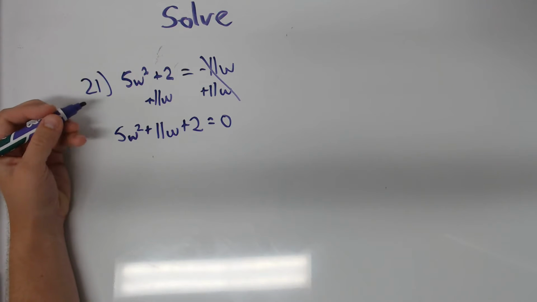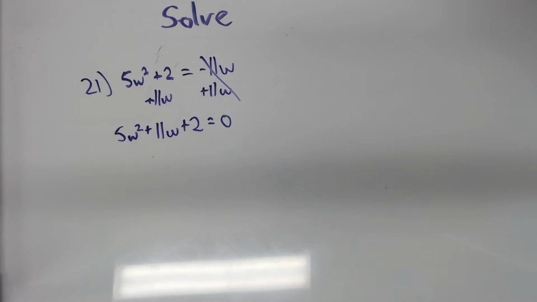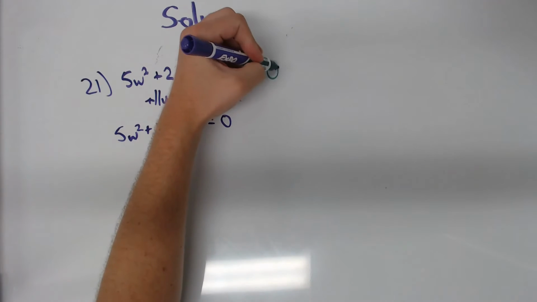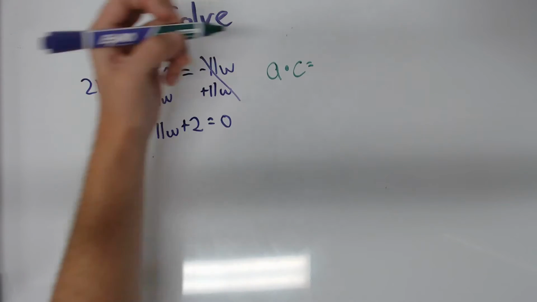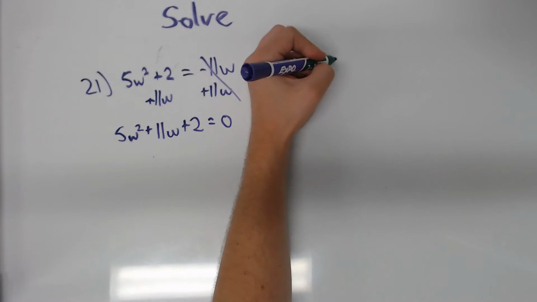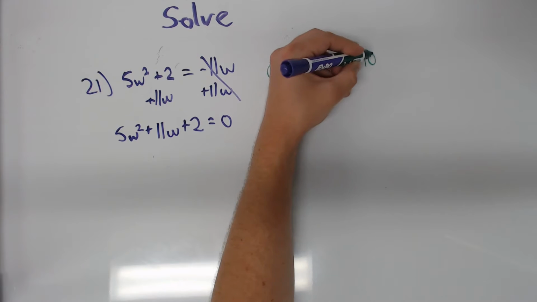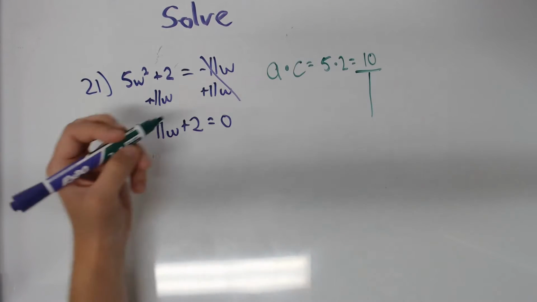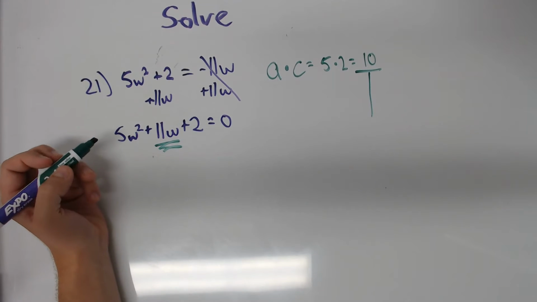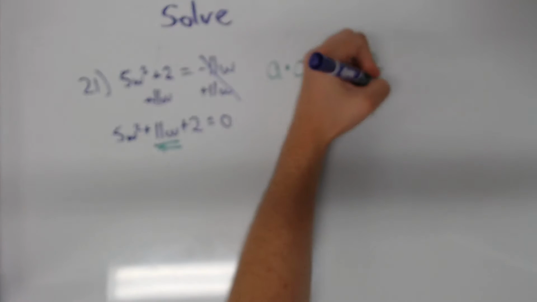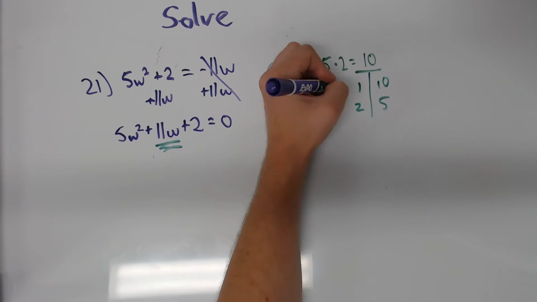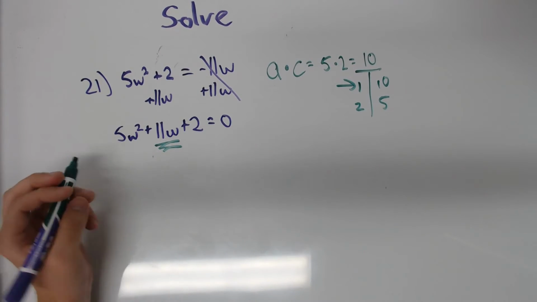So now I'm going to do my whole factoring process. I'm going to start by doing a times c. 5 times 2 equals 10. And then I'm going to factor 10. I'm looking for things that add to 11. My options are 1 and 10, 2 and 5. 1 and 10 is the pair that adds to 11.